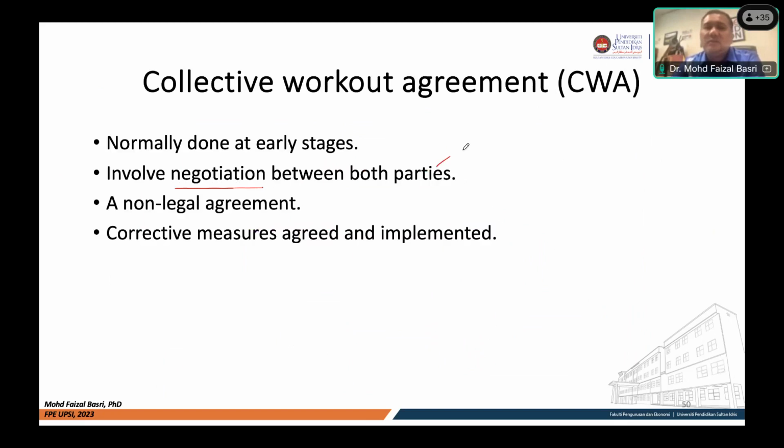So who are the parties? The borrower and the lender lah. So borrower adalah customer and the lender is the bank. So they have to negotiate. So what kind of negotiation? Selalunya what they do, especially the customer lah, the customer might request to reduce monthly installment contohnya.